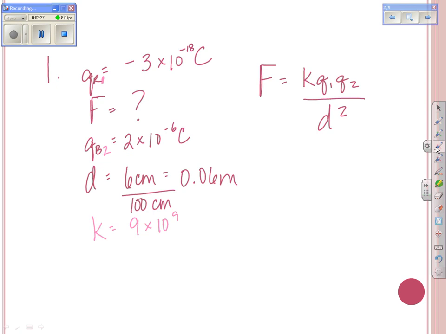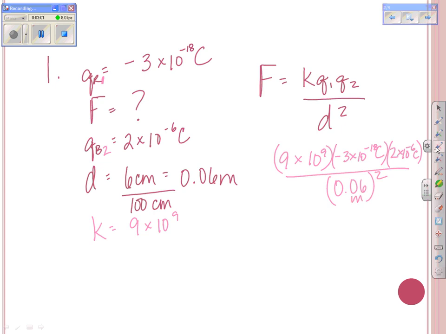All right, so now all I'm going to do is plug in numbers. So I have 9 times 10 to the ninth multiplied by negative 3 times 10 to the negative 18th coulombs multiplied by 2 times 10 to the negative 6 coulombs divided by 0.06 squared. Don't forget to square your units on that.